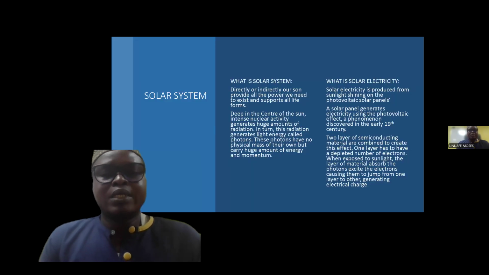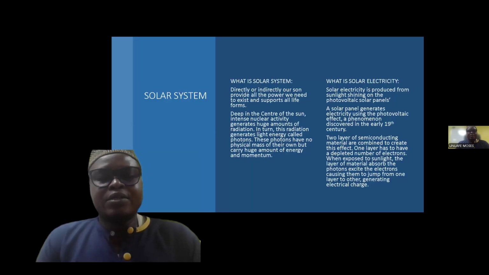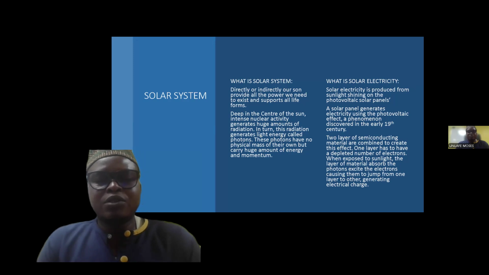Now, directly or indirectly, the sun provides all the power we need to exist and support all life forms. Deep in the center of the sun, intense nuclear activities generate huge amounts of radiation. In turn, this radiation generates light energy called photons. These photons have no physical mass of their own, but carry huge amounts of energy and momentum.